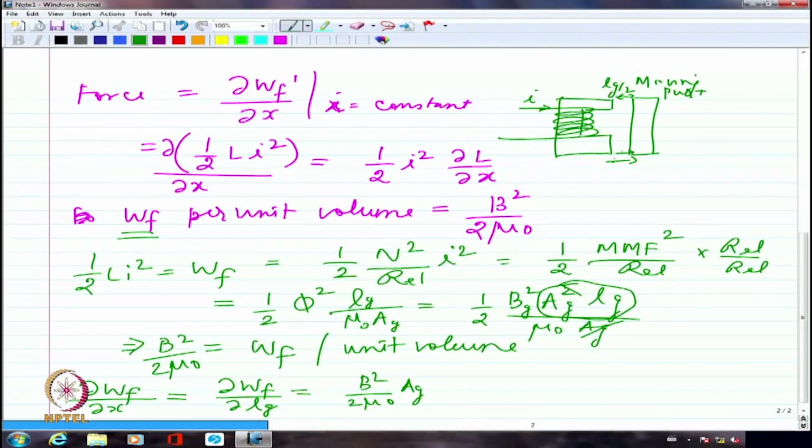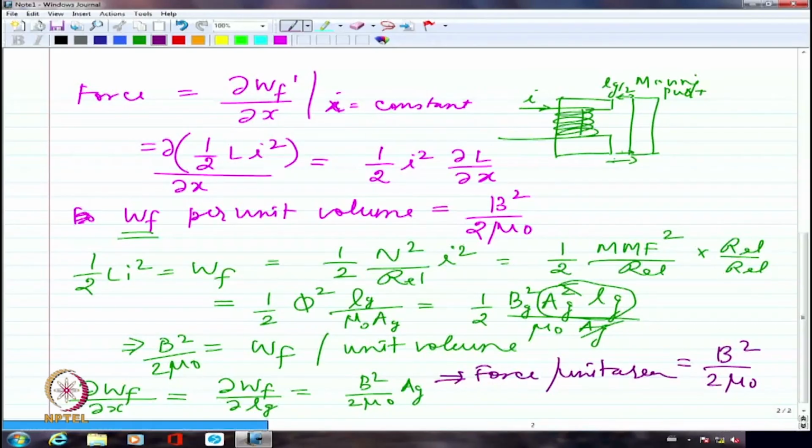So in which case I can say force per unit area will be B square by 2 mu naught, because the area is AG. If I calculate the energy stored per unit volume in the form of field energy, that is also B square by 2 mu naught. And if I calculate the force per unit area as visualized by the areas exposed to the air gap, I will again get B square by 2 mu naught.